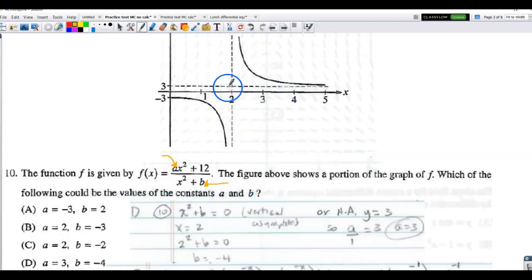So we have a graph up here, and notice that I have a vertical asymptote at x equal to 2, and I have a horizontal asymptote at y equal to 3. That's going to have an impact.